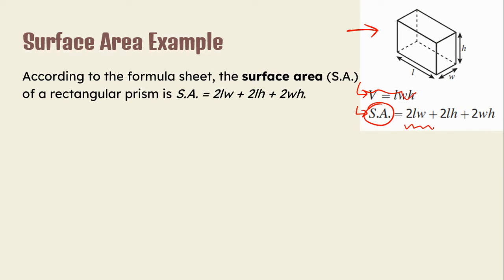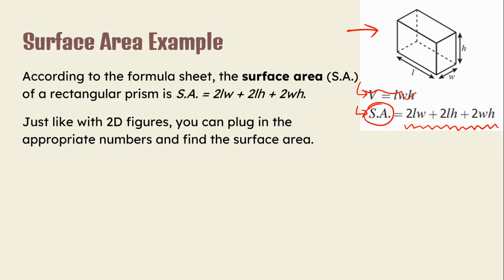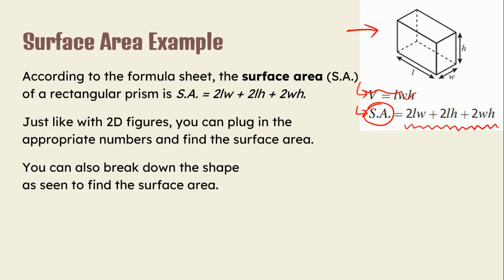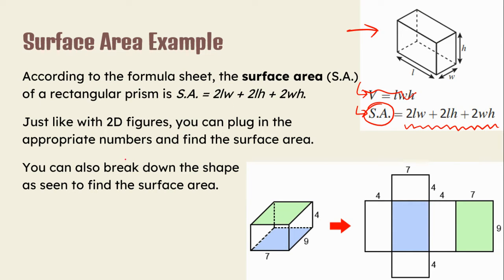It's kind of a lengthy formula, but you have your calculator, you can plug it directly in there and tell your calculator what values to use for length, width, and height. Just like with 2D figures, we can plug these in to find the surface area. You could also break down the shape into each surface, find the area of those, and then add them up. For example, let's say we had this rectangular prism. We have 7, 9, and 4 as our length, width, and height, and either of them could be length or width or height. It's just important that we have the three different measurements.